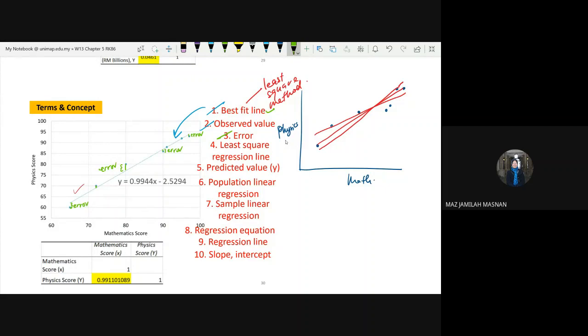We also use this as the prediction line, but later we'll see what is named the predicted line. Least square regression line is also the same as best fit line, referring to your line here.